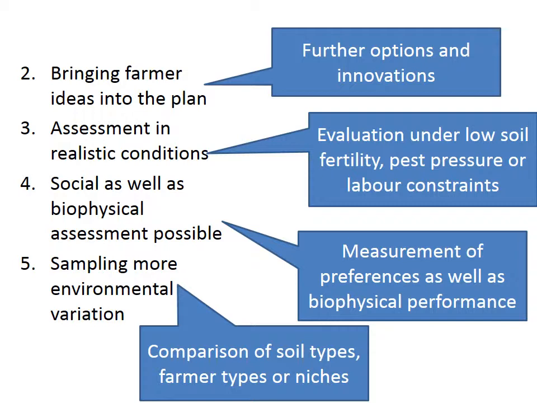If we work directly with farmers, we can make social as well as biophysical assessments. Farmers' preferences, for example for new variety, may depend on a complex mixture of traits, and they can only state them when they have experience of growing the varieties themselves. Finally, working directly with farmers means that you can sample much more of the environmental variation that will influence results than would be possible if you worked on your own.